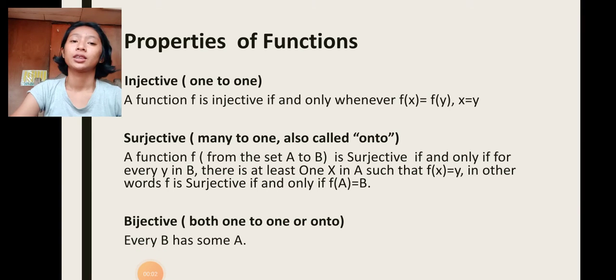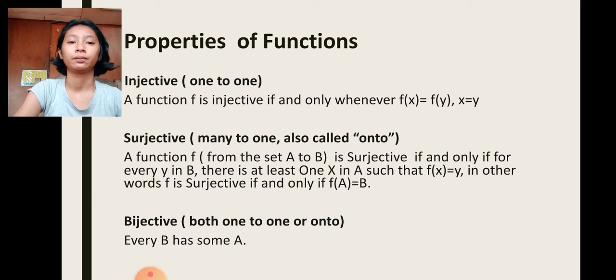So now, let's talk about the properties of functions. We have three properties of functions. First is injective, surjective, and bijective. Let's talk first about the injective, or one-to-one, function. A function f is injective if and only if whenever f of x is equal to f of y, it simply means the value of x is equal to the value of y, or x is equal to y.